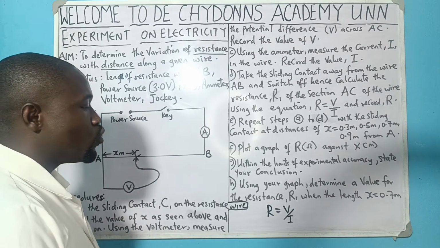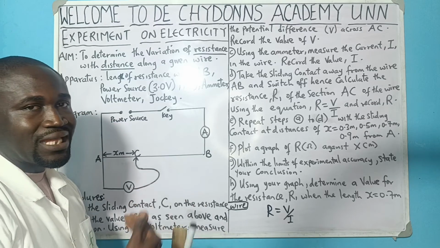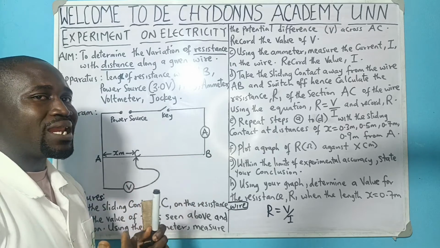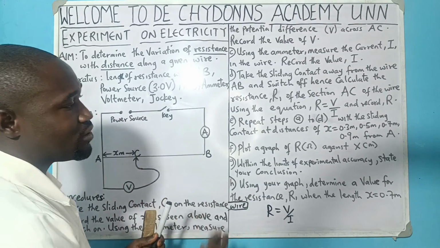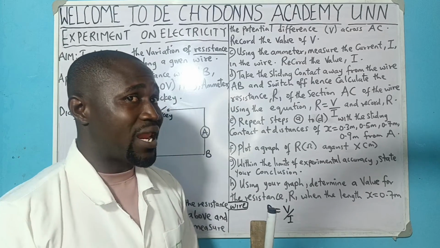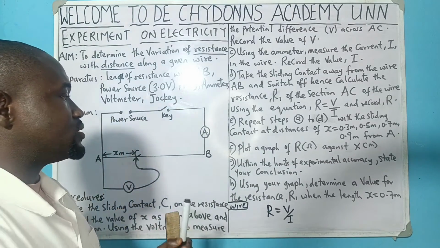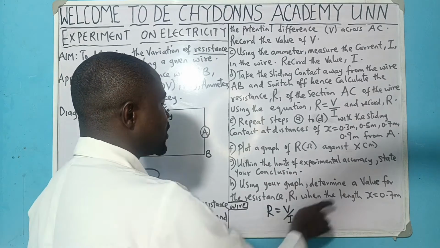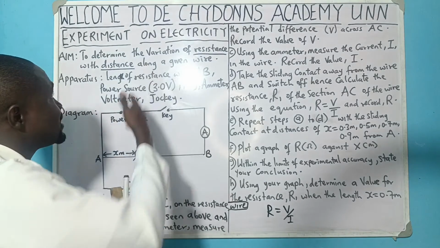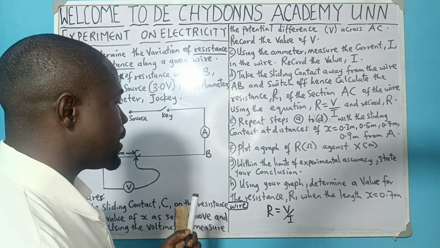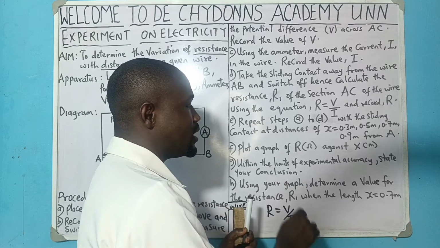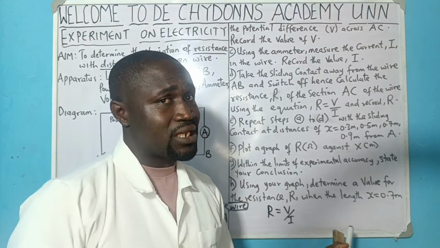With that, you will be able to know whether the values you are getting are in increasing order, whether they are directly related or inversely related. And that is the essence of this practical. Plot a graph of R against X. That is where you will check whether it's directly or inversely related. Within the limits of experimental accuracy, state your conclusion. That is for you to say whether they are directly related or inversely related. Using your graph, determine a value for the resistance R when the length X is given. So we'll be getting this from the graph.